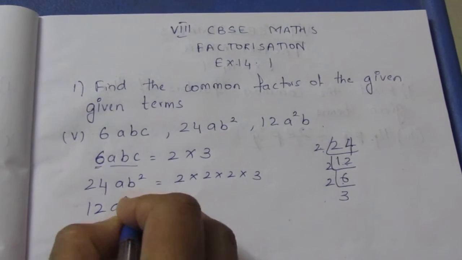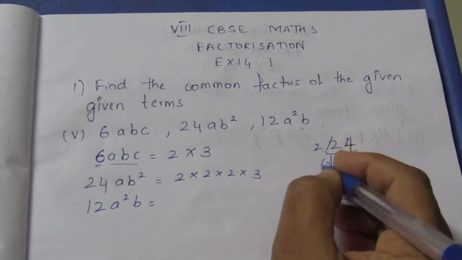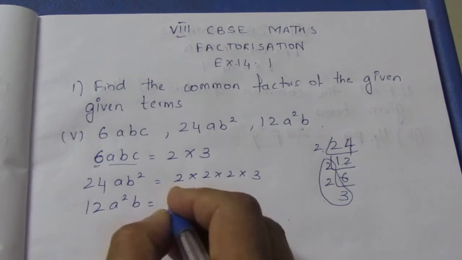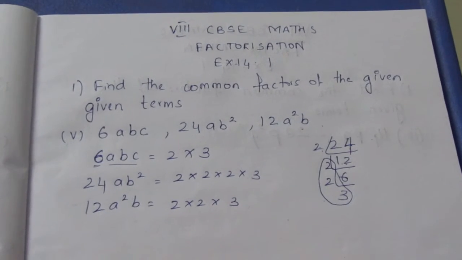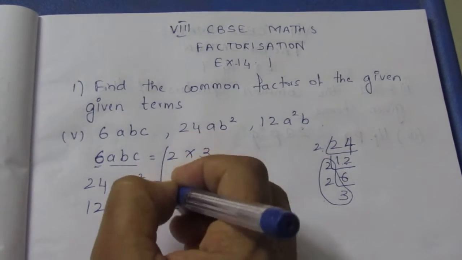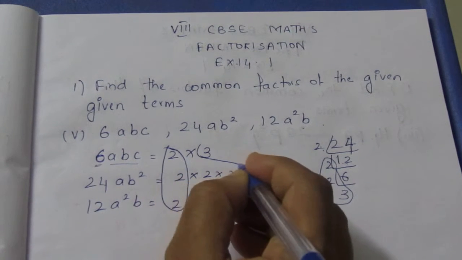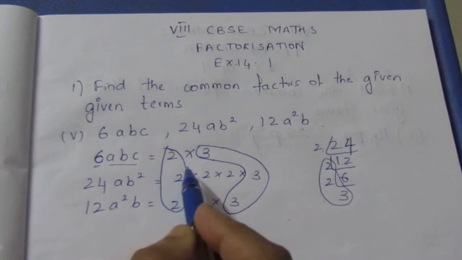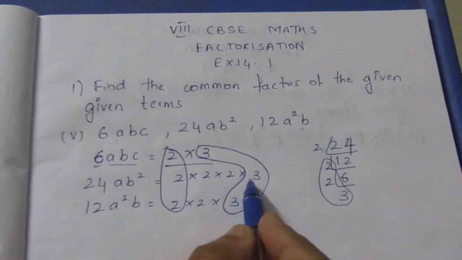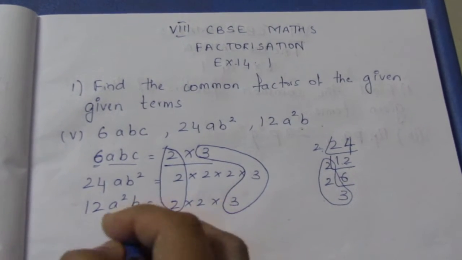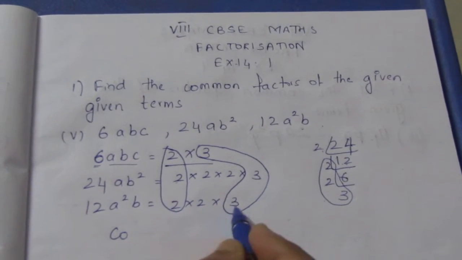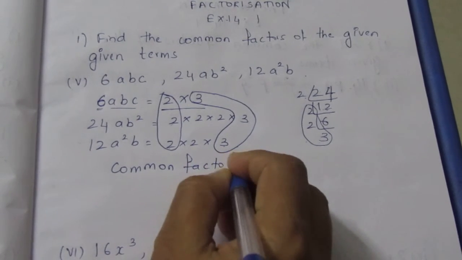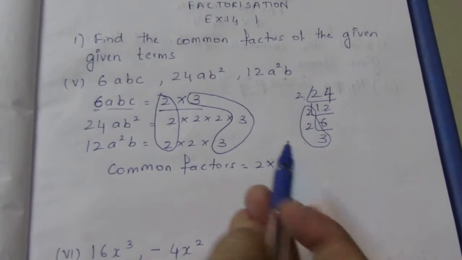Now here 12A square B. 12 factorization I don't want to do again, I'll write it from there. It is 2 into 2 into 3. Now circle the common terms. We have 2 and then we have 3. From the first, any one of the terms, take the common. Whether you take this or this or this, I am taking the first term, everything is the same. Here also it is 2 and 3, here also it is 2 and 3. Everything will be same. So common factors are 2 into 3, and also we need to check the variables.